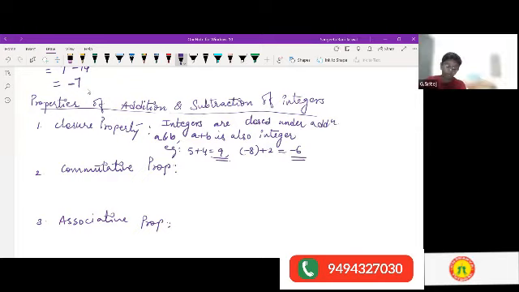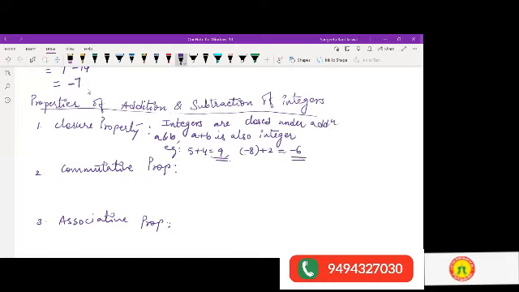Ma'am, what if it's like +5 and -5? If you have minus, then also it's okay. See here, we have taken the minus also. We are talking about addition and subtraction. Minus 8 and minus 2 gives you minus 10. Minus 10 is also an integer. Suppose you take 5 minus 4, you get 1. 1 is also an integer.